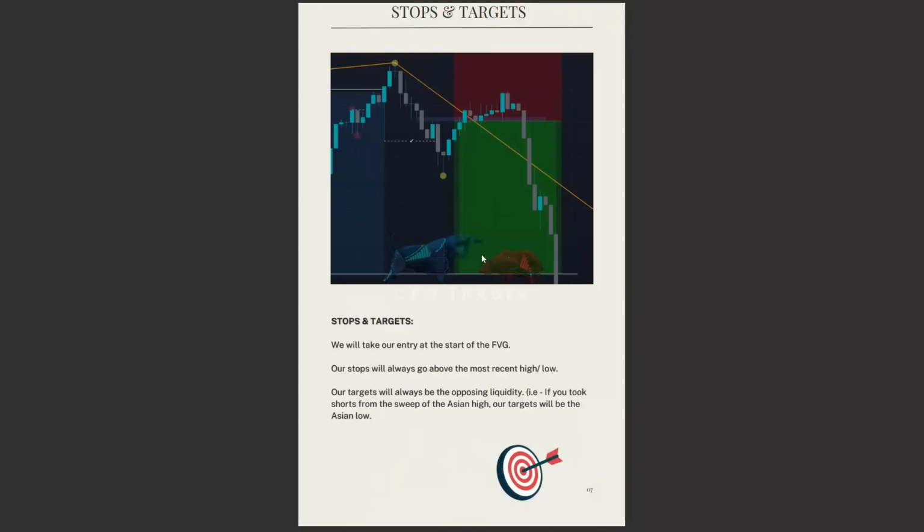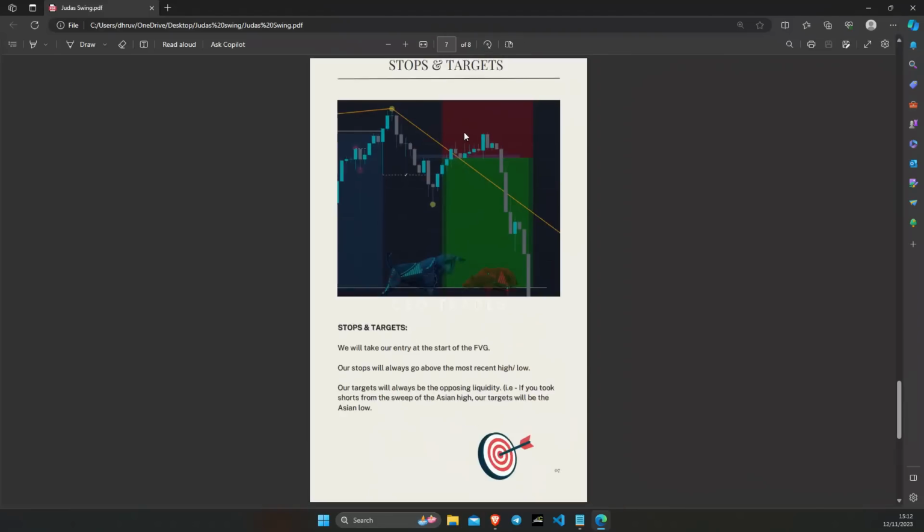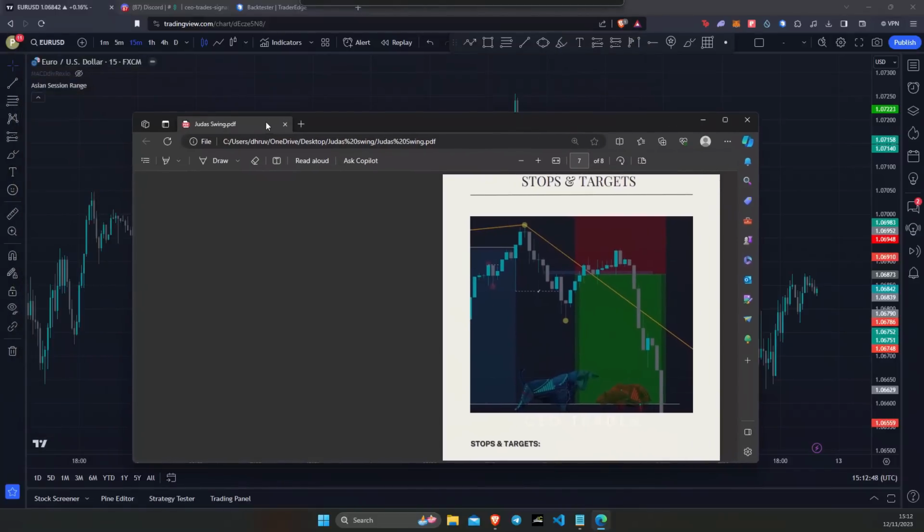Then moving on, we've got our last step, which is our stops and targets. We take our entry at the beginning of the fair value gap. Our stops always go above the most recent high or low, and then our target will always be the opposing liquidity. So if you took a short from the sweep of the Asia high, our target will then be the Asia low, and vice versa for buy trades, right? So that in itself is our framework, so that everyone is on the same page.